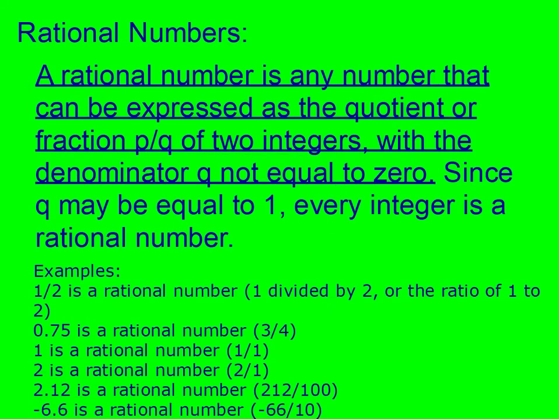Here's some examples of those. 1/2 is a rational number. 1 divided by 2, it makes a fraction. 0.75 makes 3/4. 1 is also a rational number. Any whole number is a rational number because it can be turned into a fraction by putting 1 underneath it. Negative numbers are also rational numbers as long as you can write them as a fraction. Right? So there's our rationals.